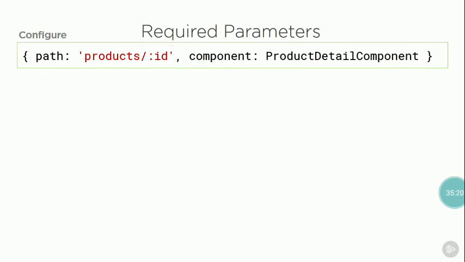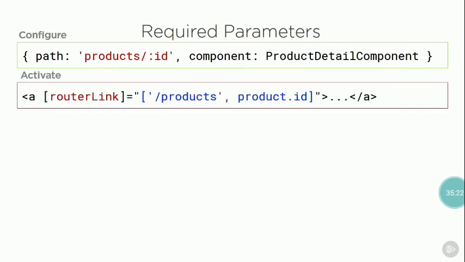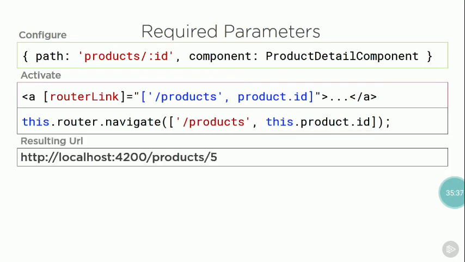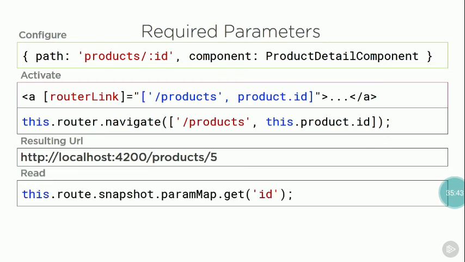To activate a route with a required parameter, use the router link. Specify the parameters as additional elements in the associated array. To activate a route in code, use router.navigate and pass in the same array. The resulting URL will look something like this. The routed component can then read the parameter from the route using syntax like this. The parameter passed into the get method here must exactly match the placeholder name here.